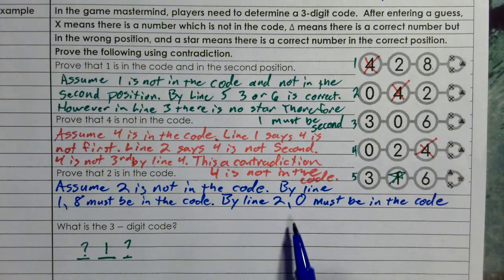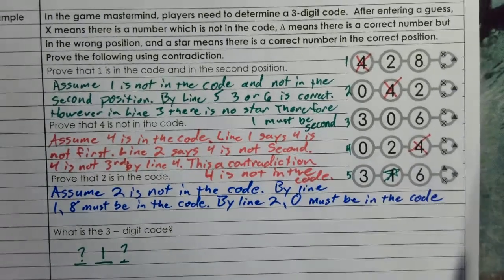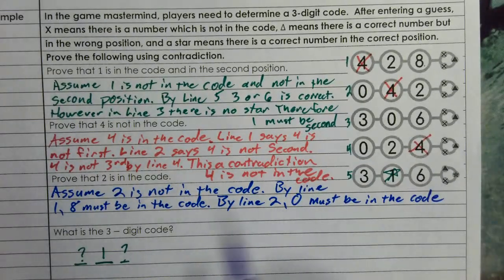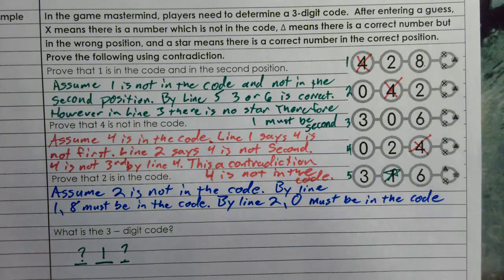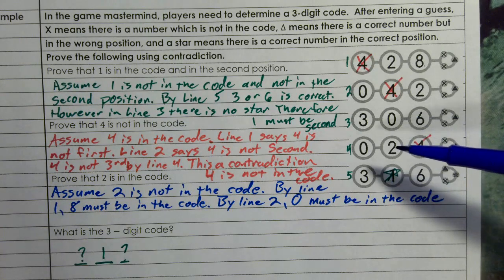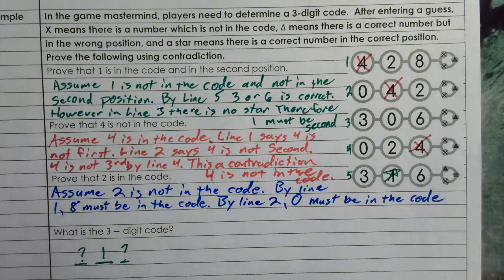So now we can say, oh, wait, we've got 8 in the code, we've got 0 in the code, and a 1 in the code. Oh, cool. We know what all the numbers are. It's 8, 0, and 1. Awesome. Okay, let's keep going. This one is saying 0's in the code. We already knew that. This one's saying 2's not in there, so 0's in there.